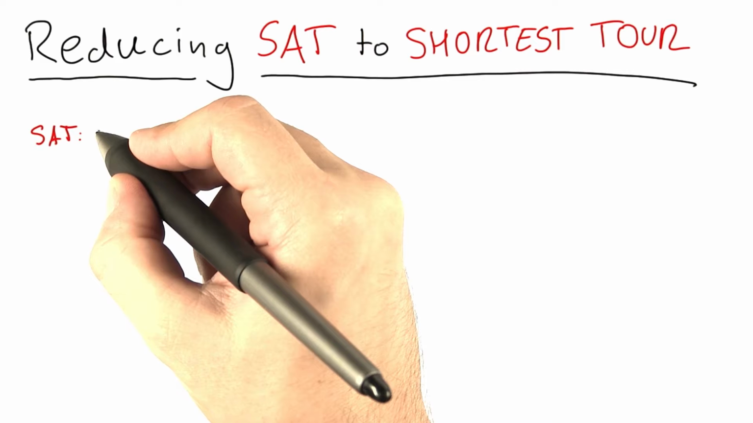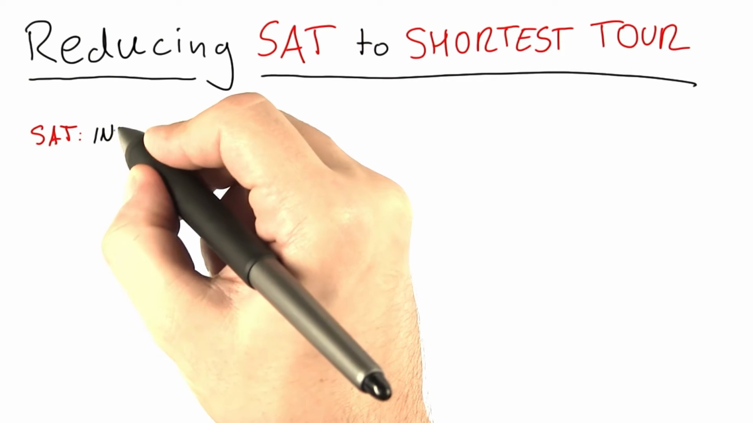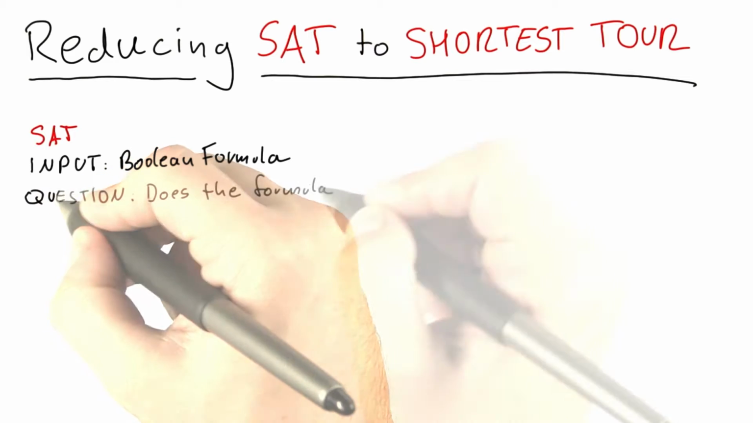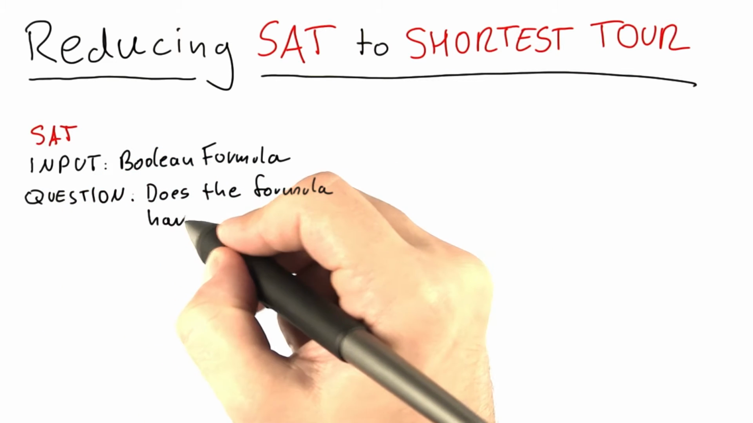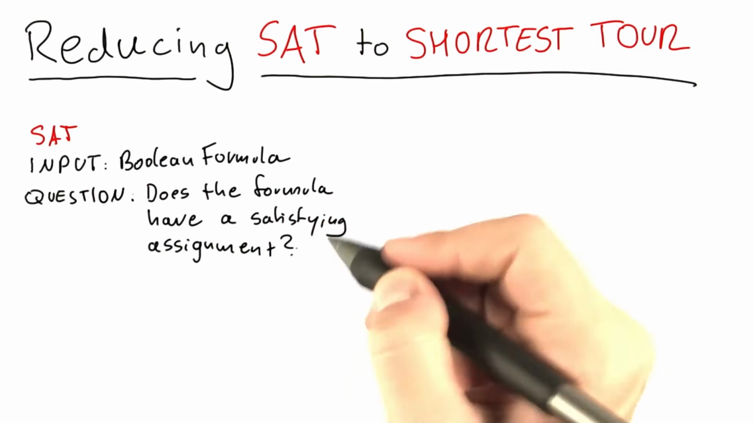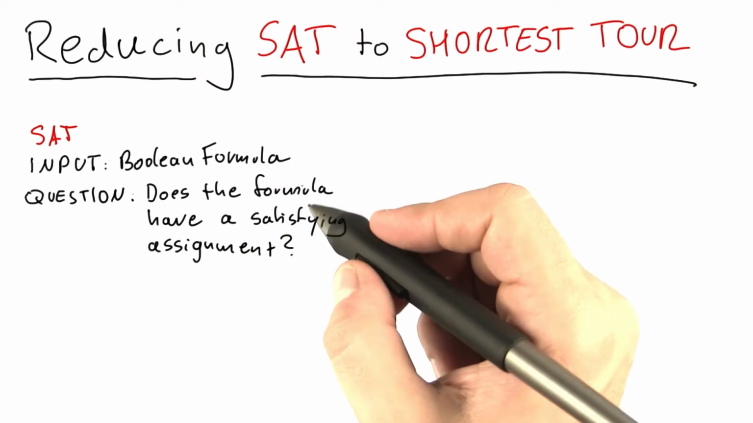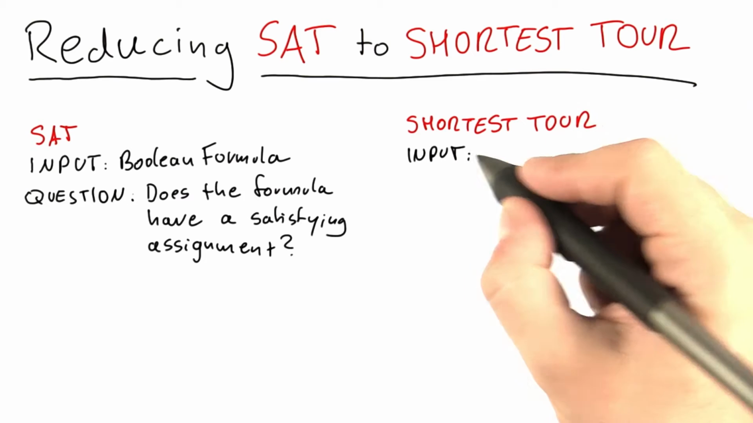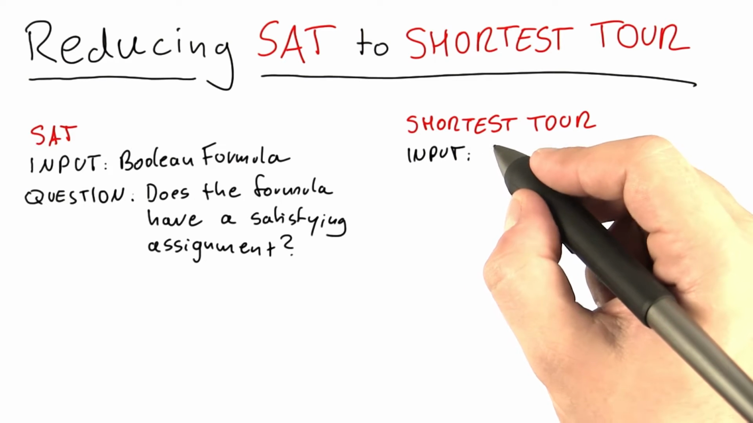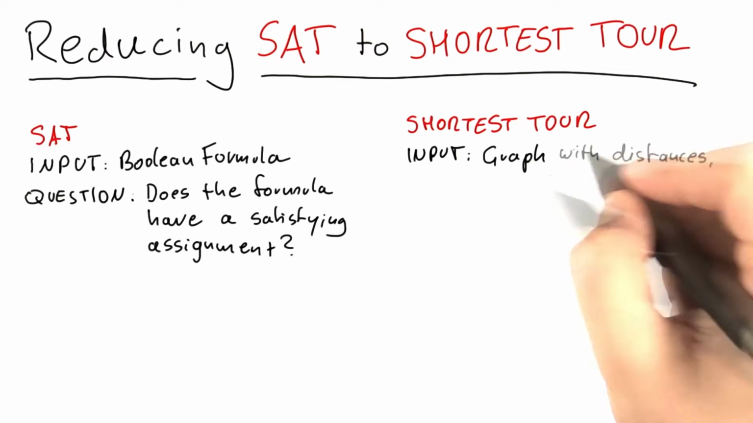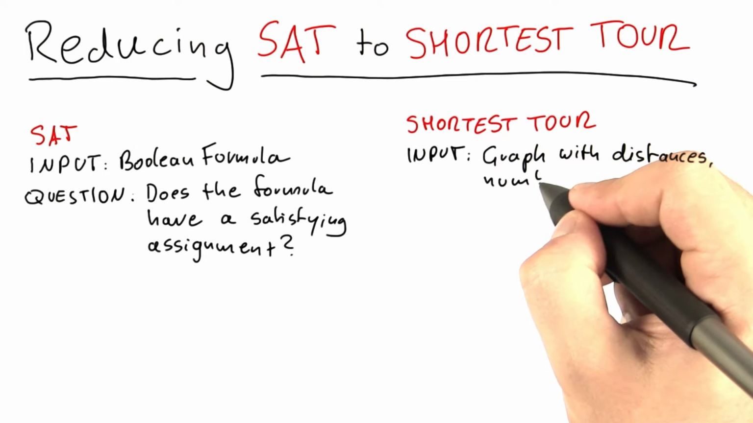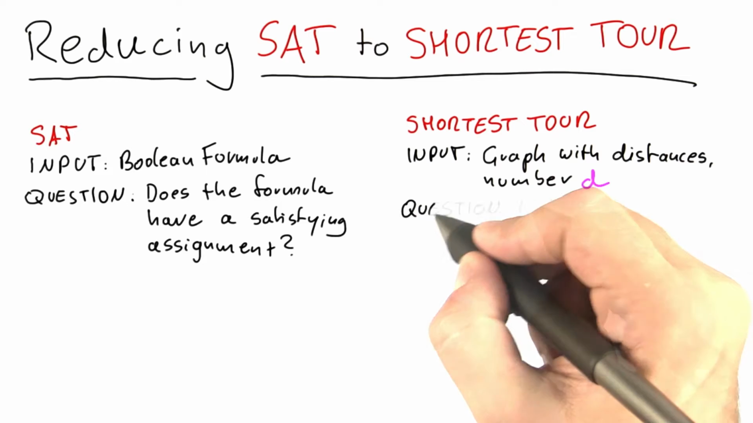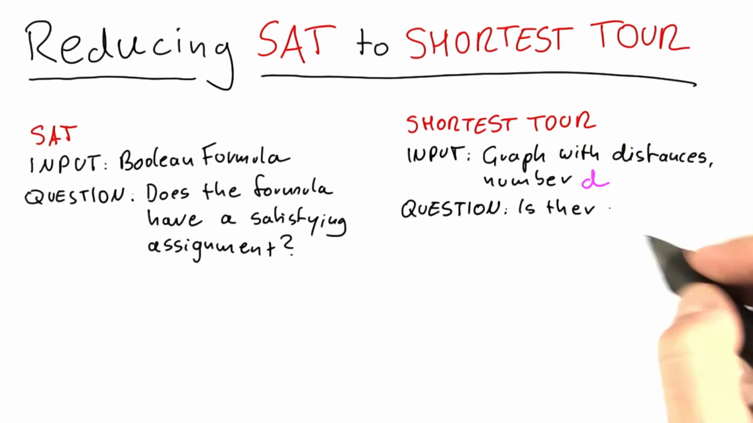So SAT was a problem where you were given as input a Boolean formula, and the question was, does the formula have a satisfying assignment? And of course, that is a yes or no question because we're dealing with a decision problem here. And shortest tour, that's easy to remember because we talked about it a lot so far in this course. The input was a graph with distances, and we said we need a number d in order to make this a decision problem. And the question here was, is there a tour of length at most d?